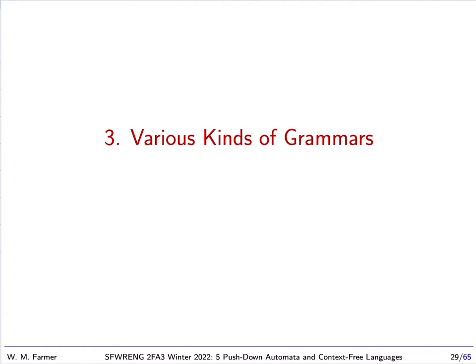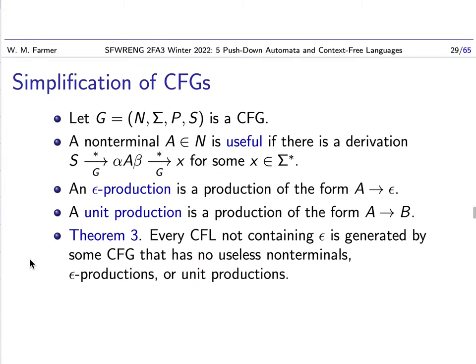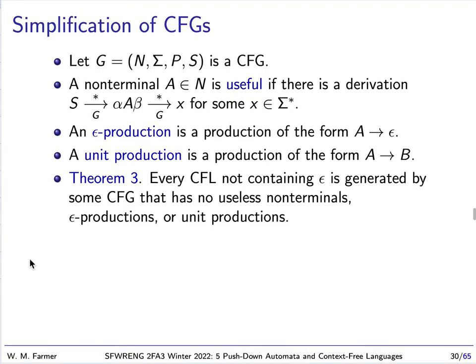Today we're going to be talking about various kinds of grammars. Some of these are going to be context-free grammars and others are going to be non-context-free grammars. So we're going to begin to talk about ways you can take a context-free grammar and simplify it. So we're going to need to make some definitions.